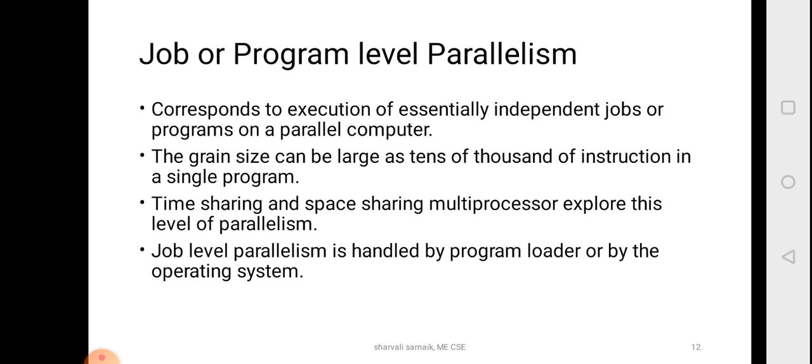Fine grain parallelism is often exploited at instruction or loop level. Remember, this is very important. Fine grain parallelism is often exploited at instruction or loop level, preferably assisted by a parallelizing or vectorizing compiler.